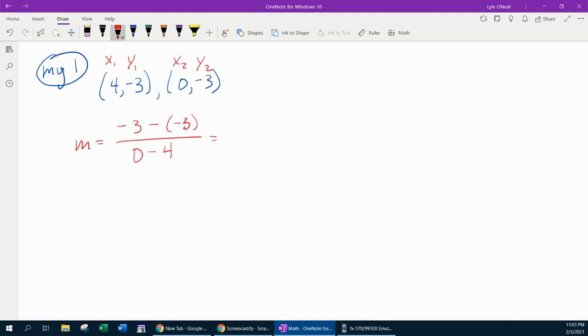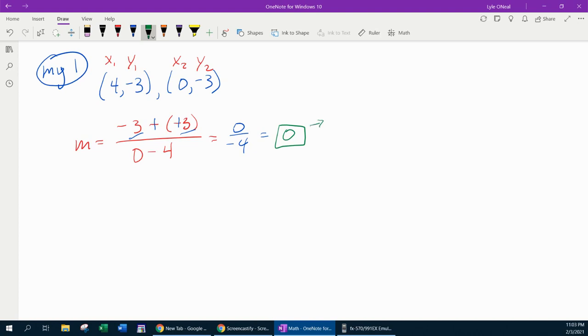And then we need to simplify this. Okay, so again, notice up top, two negatives make a positive. What is -3 plus 3? Uh-oh, that's 0. And in the denominator, 0 minus 4 is -4. And then you're going to have to simplify this, okay? So when 0 is in the numerator, what is the outcome? Well, 0 divided by any non-zero number is 0. So here, this slope is 0.